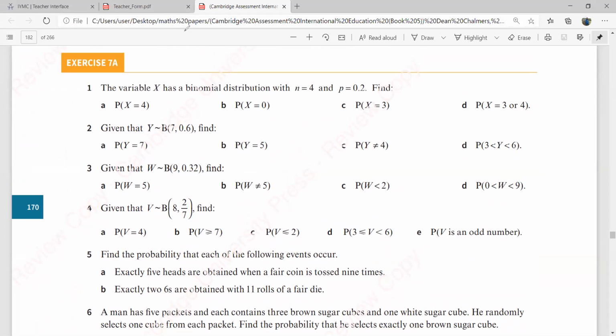Yes? Question 2C में does not equal to 4 कह रहे, वो वाला कैसे करेंगे? Yeah, in this 2C, beta, when it says it's not equal to 4, so this would be 1 minus probability Y equal to 4. You will do it like this. Okay? Got it? जी sir.